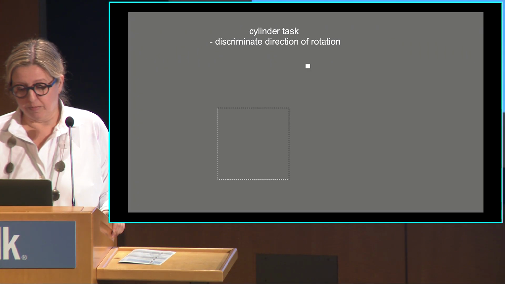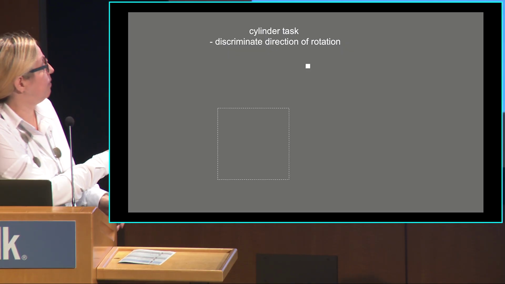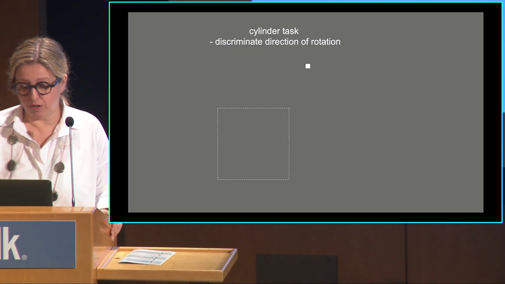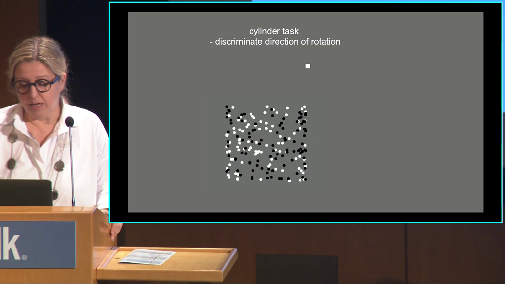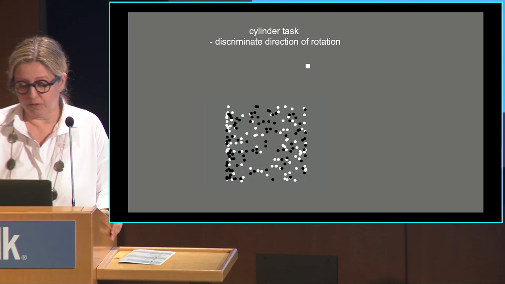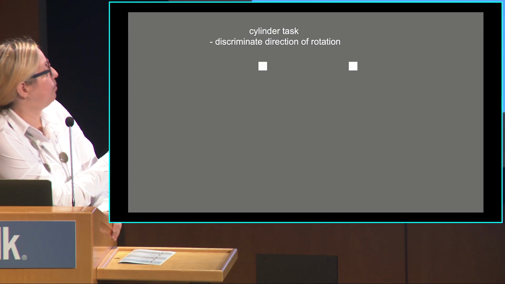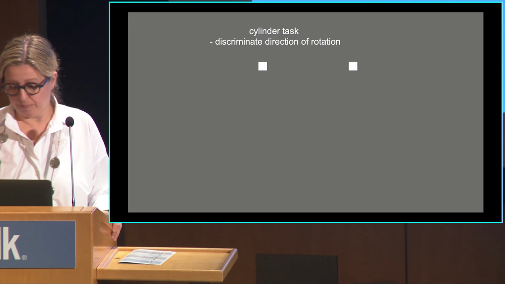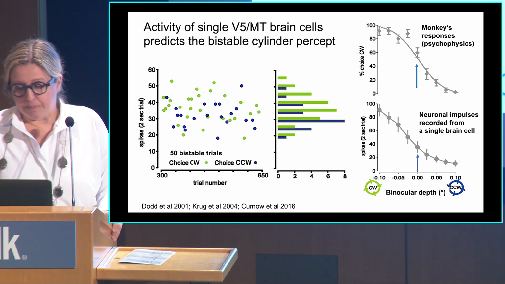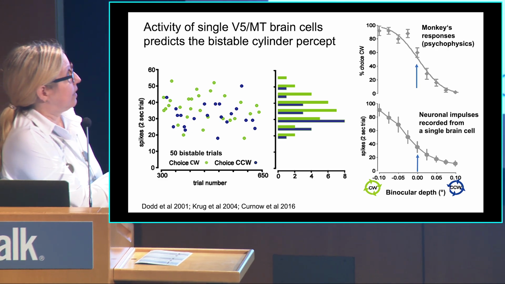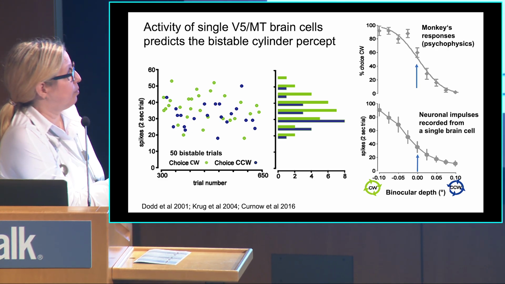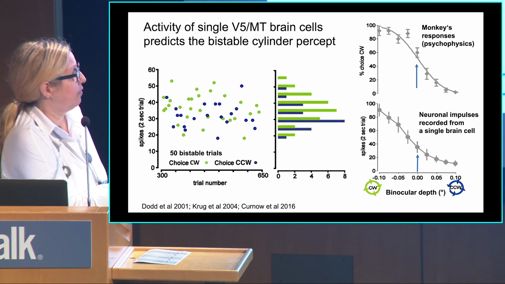So the task for the monkey is as such: the monkey has to fixate on a fixation point. We have mapped the receptive field. The cylinder comes on in the receptive field, and at the end of the trial, the monkey has to make an eye movement to indicate its perceptual choice, to the left if you've seen the front surface rotating to the left, and to the right otherwise. And what you get is very nice psychometric responses. These monkeys can do the task very, very well.